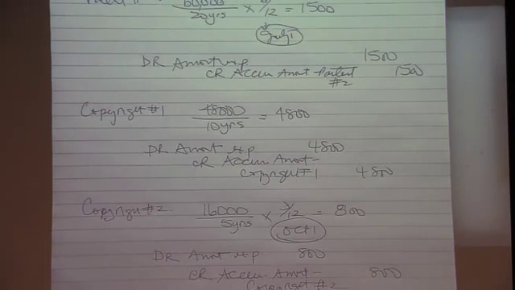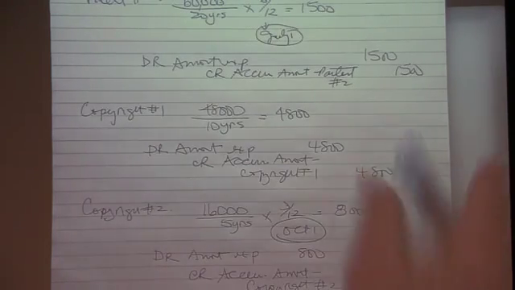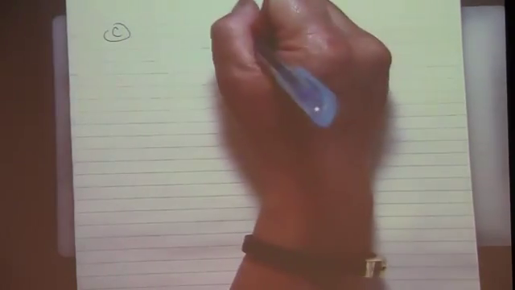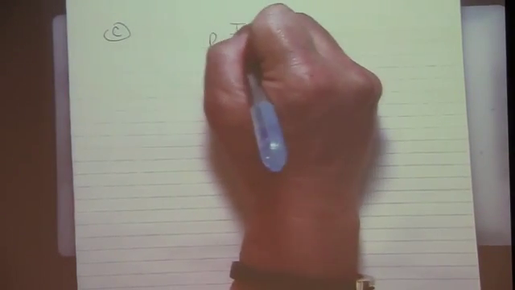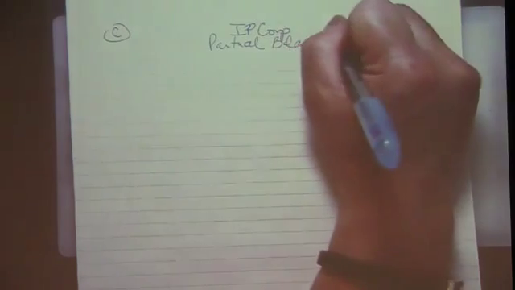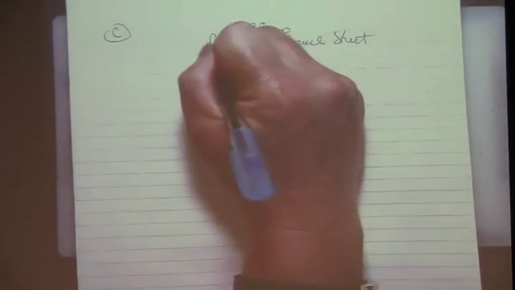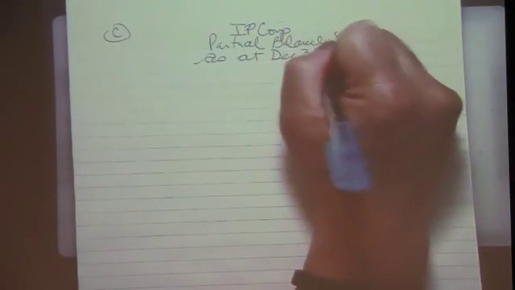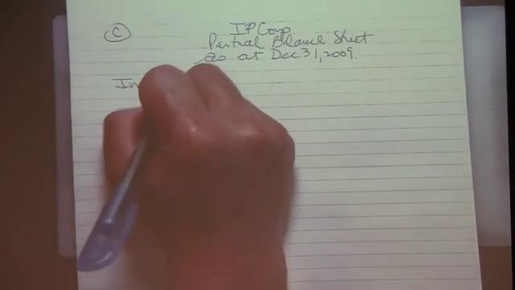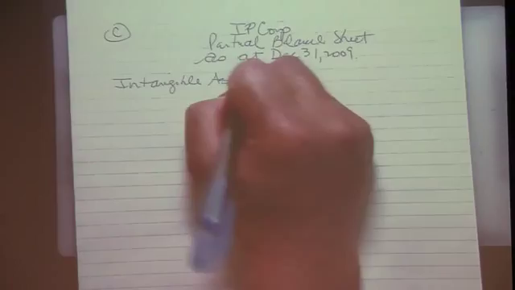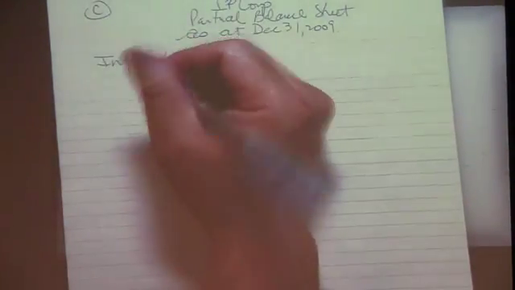Now, we're asked to provide a balance sheet section for the intangible asset, so we can do that. Again, part of it is a presentation and disclosure. So part C, we're going to name the company IP Corporation. And this is a partial balance sheet as at December 31st, 2009. So under intangible asset section, which is part of long-term asset, first we're going to list patent.